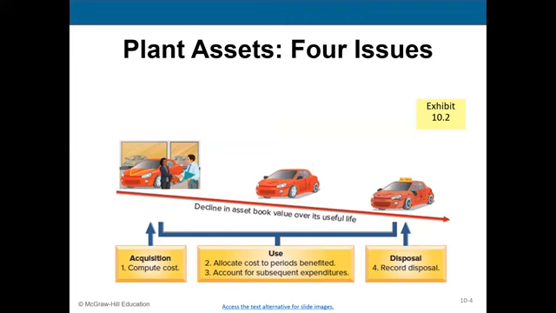Now, here's the thing that you need to know about fixed assets. As the asset gets older, it starts to lose its usefulness, right? For example, the building starts to deteriorate over time. This is true, right? If you think about your car, or if you have a vehicle, what happens to it over time?